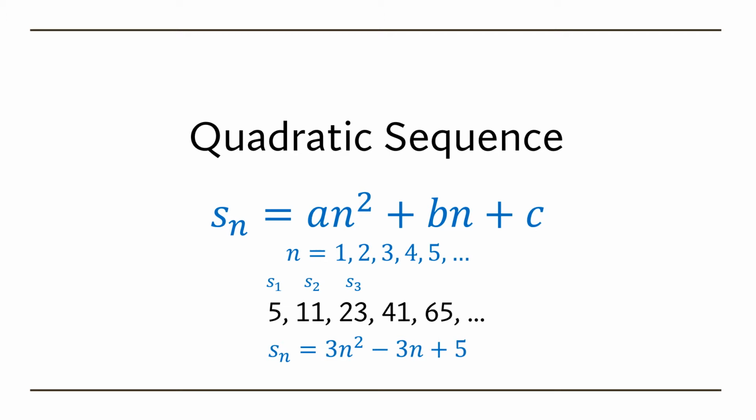And by the way, in the last video, we saw that this one was solved using the coefficients 3, negative 3, and 5. So the equation became 3n squared minus 3n plus 5.